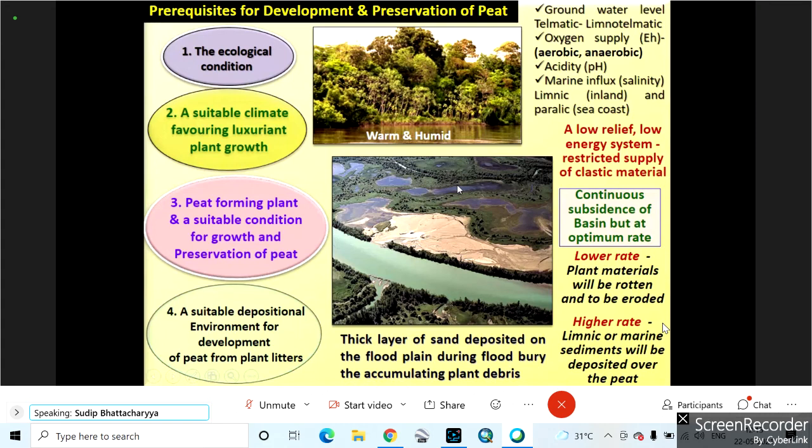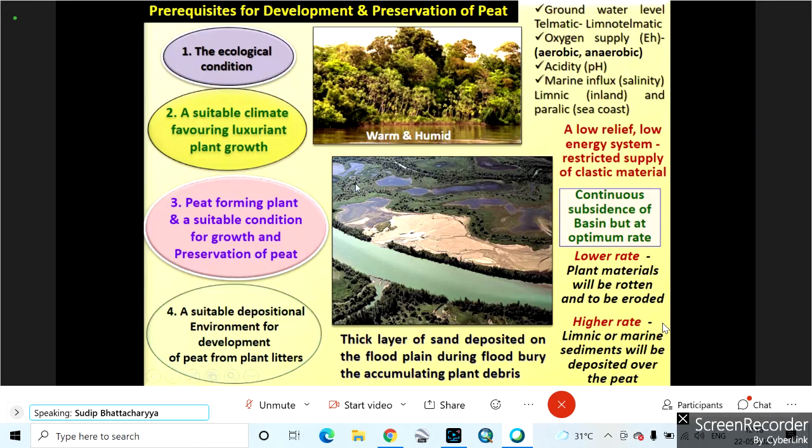No plant material will be decomposed to give you the organic, that is your hydrocarbon source, that is the type 3. Now we can call it the type 3 kerogen is not being formed if it is under the high oxygen flow or high oxygen supply. So these are the things that are very important.